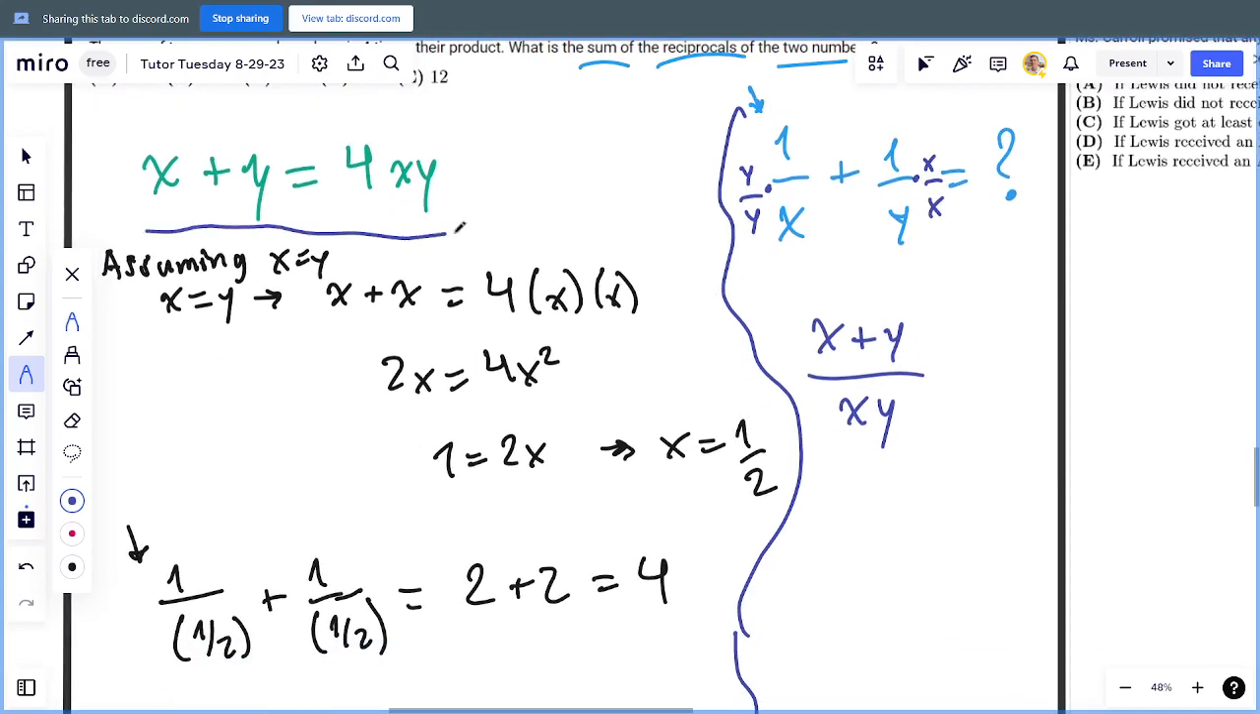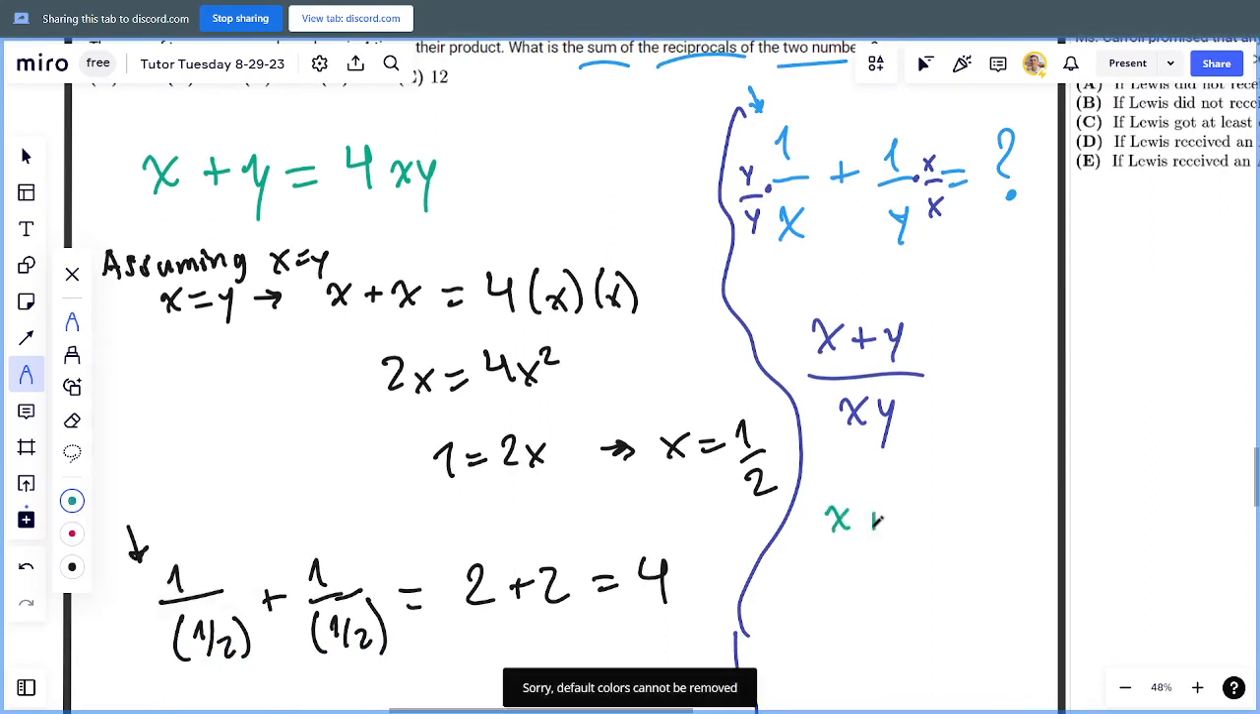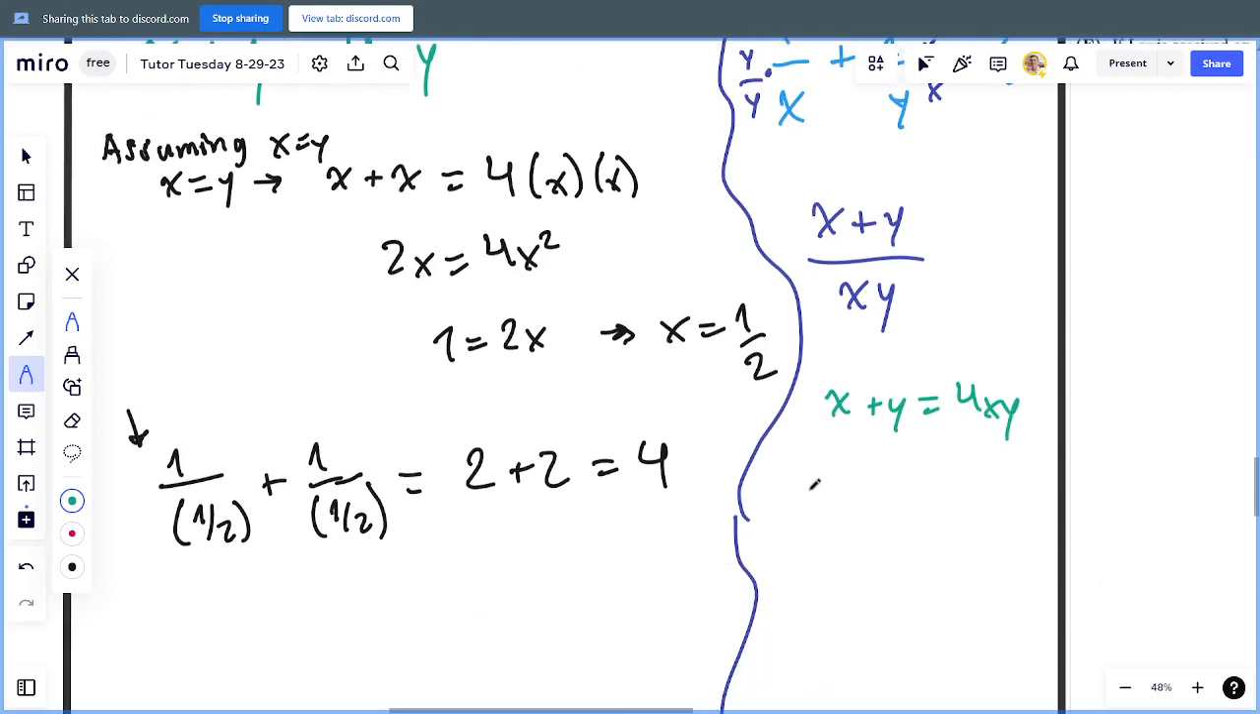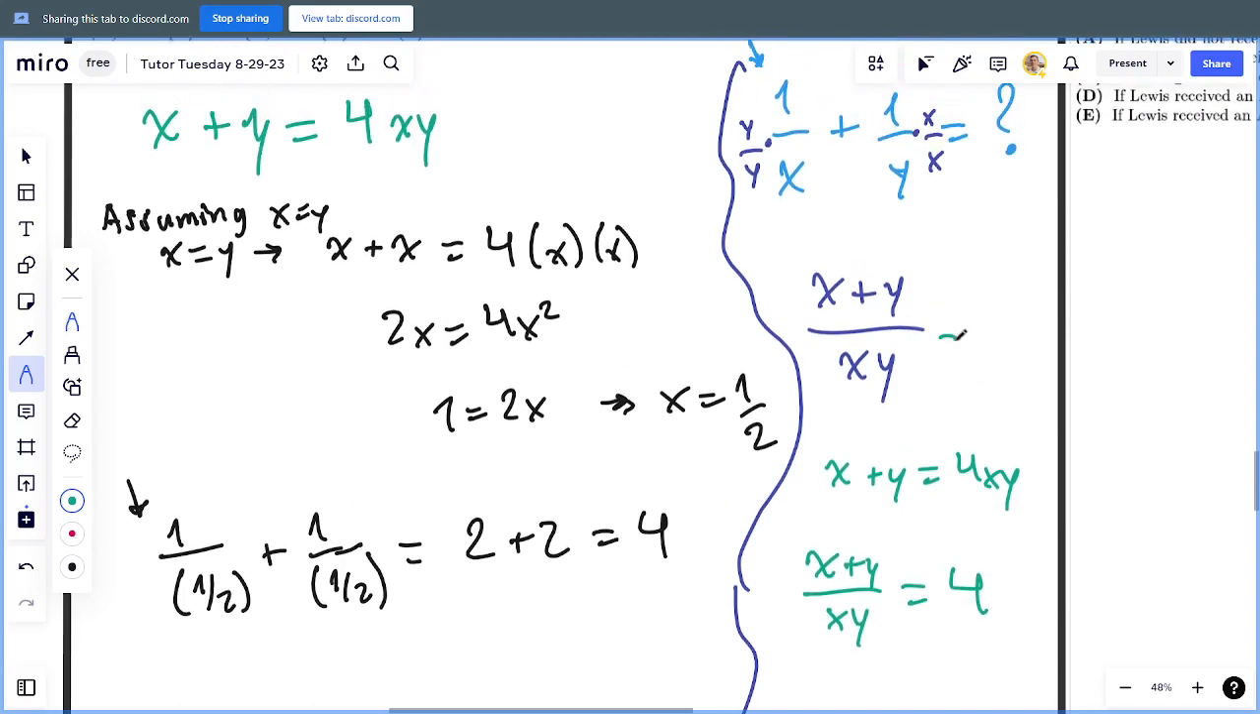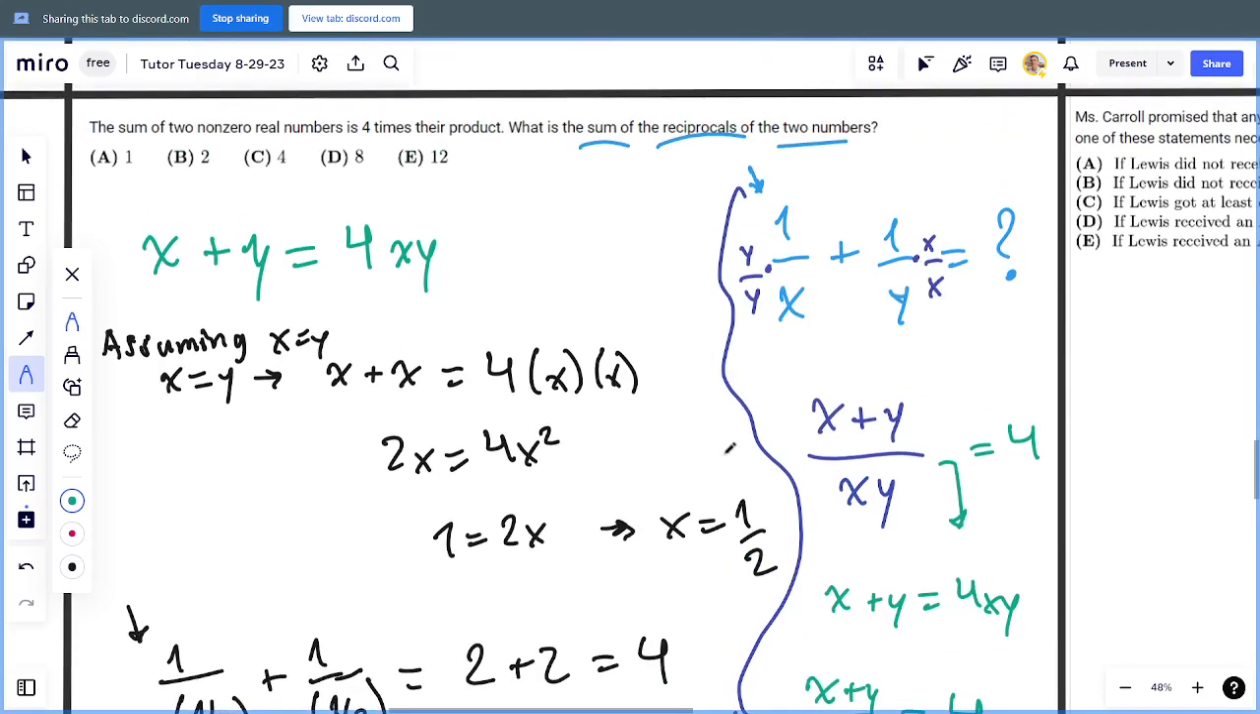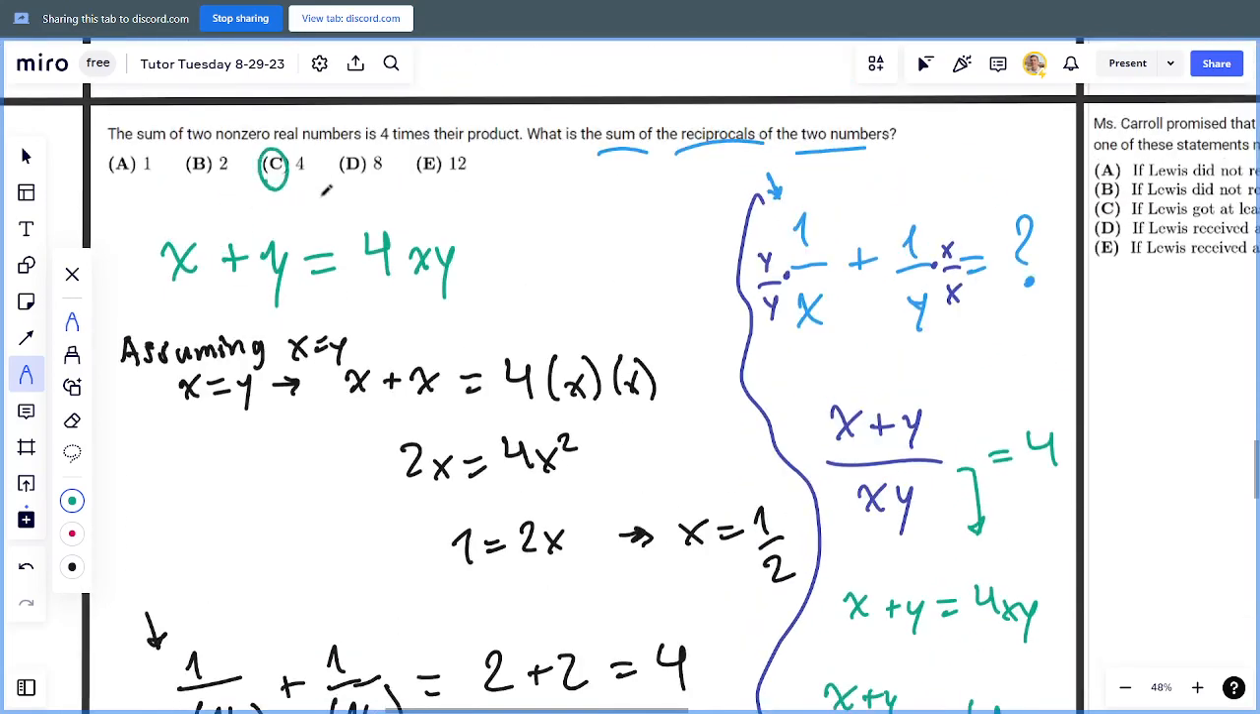And from here, let me write it in green down here. If x plus y equals 4xy, that would mean that x plus y over xy is equal to 4. So algebraically, that's how you would solve it. You would get answer choice C, like everybody got right away.